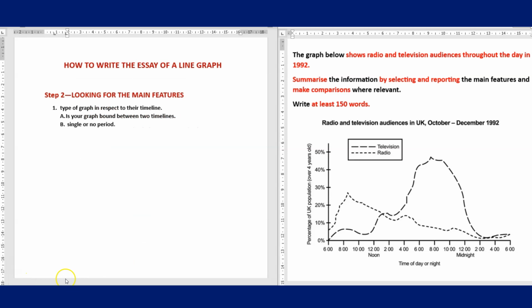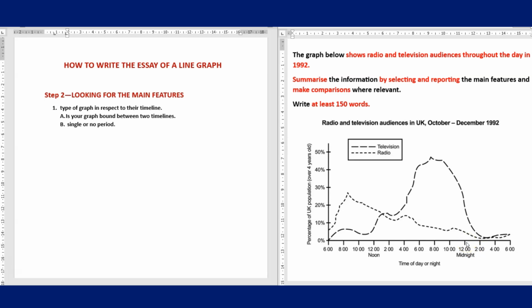All right, so after you have understood the question, you know what you are dealing with, right? The next thing that you need to do is look out for your main details or the main features. But before you can look for the main features, remember we said the main features are the key parts of the essay that you think need to be reported. You don't have to report on every single thing in the essay.